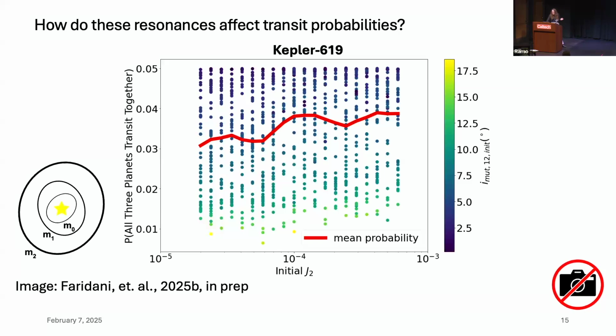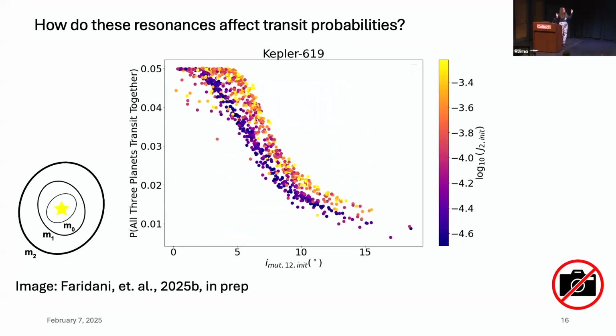Representing this same data in a different way, on the x-axis, we have the initial mutual inclination between the outer 2 planets, same probability on the y, and now the color bar is the initial J2, and you can see very clearly that for almost all initial mutual inclinations for the outer planets, the high J2, the higher spin stars transit more often, which is more consistent with what we see.